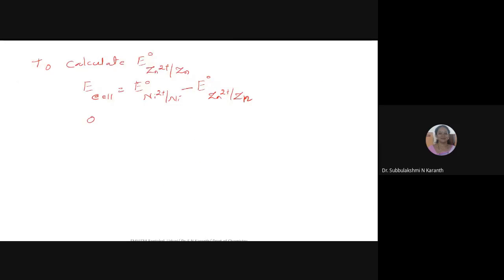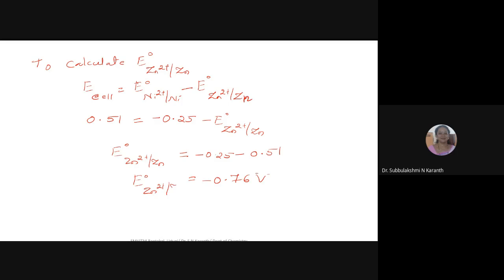So we can write 0.51 equal to the nickel electrode potential you already determined, that is minus 0.25, minus E naught Zn2 plus bar Zn. Now E naught Zn2 plus bar Zn equal to minus 0.25 minus 0.51, that is minus 0.76. This way you can calculate the electrode potential of any other electrode, if you know the electrode potential of one electrode and the EMF of the cell.